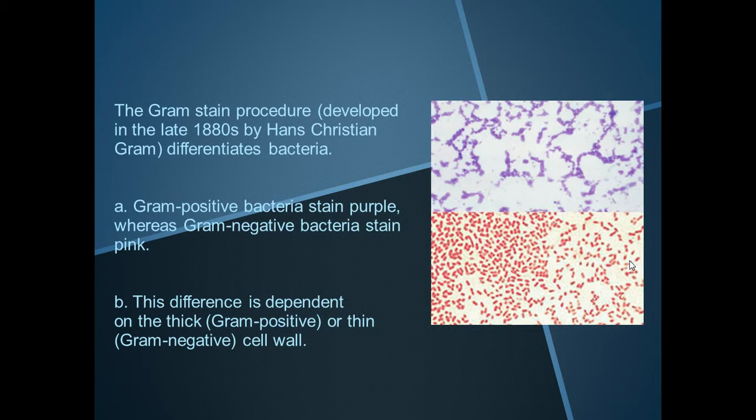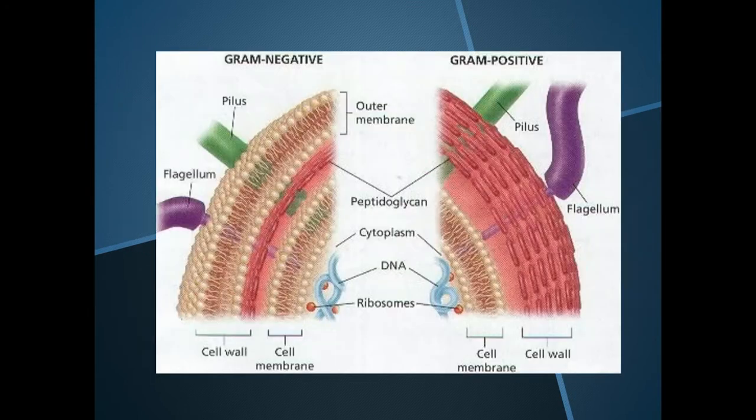Gram-positive bacteria stains purple, whereas Gram-negative bacteria stains pink. So in the top photo, these would be Gram-positive and these would be Gram-negative. The difference is dependent on the cell wall of the bacteria itself. If the cell wall is thick, it becomes gram-positive. It soaks in all of the purple stain that they would use in this little procedure and shows up purple. If the cell wall of the bacteria is thin, it doesn't soak in as much of the stain and it appears pink when you look under a microscope.